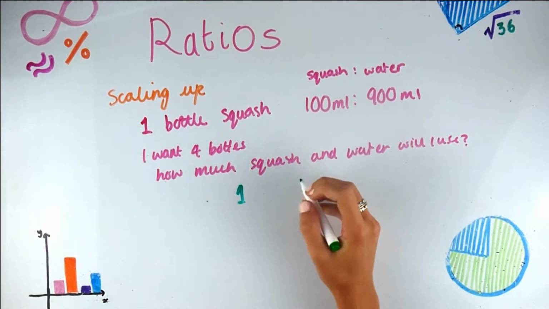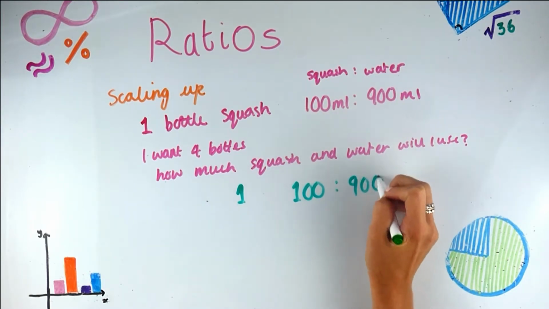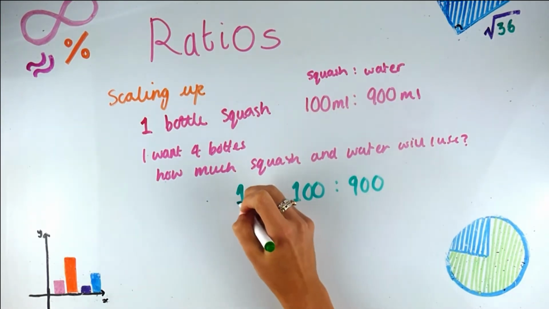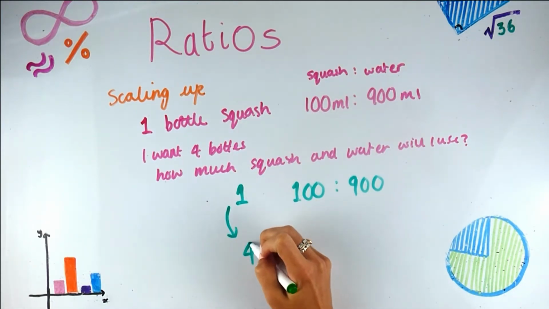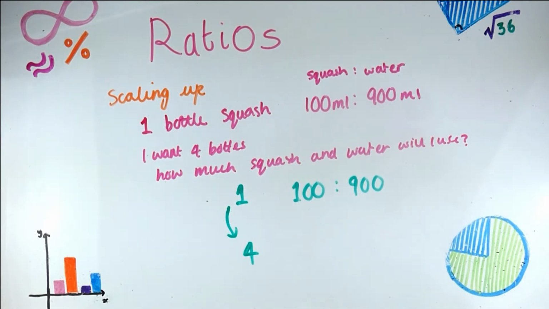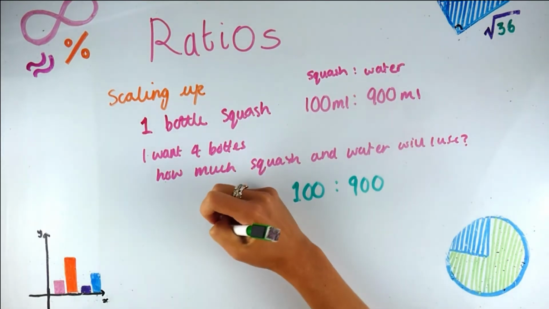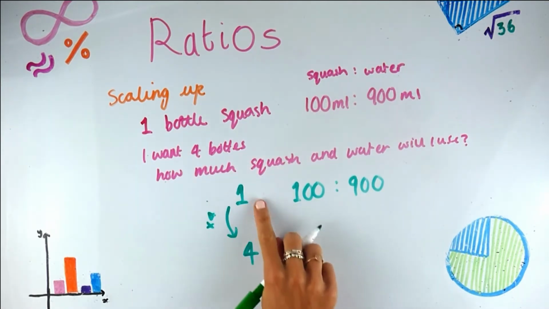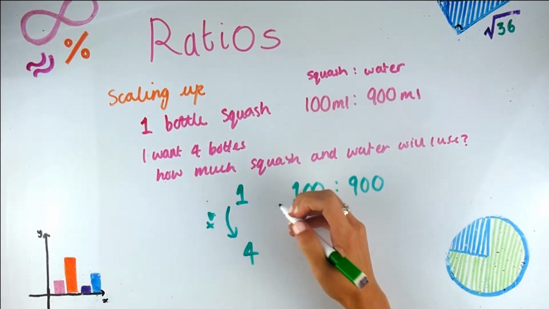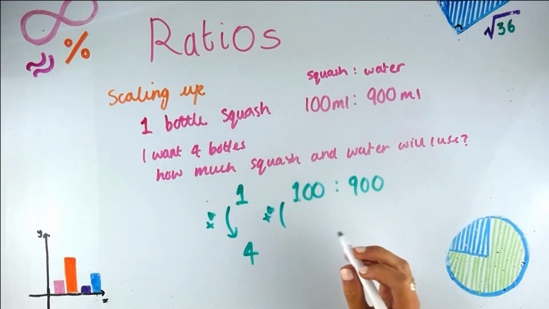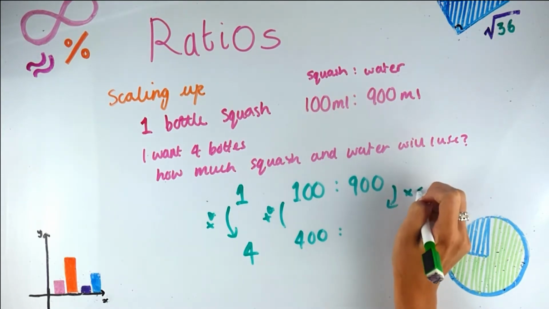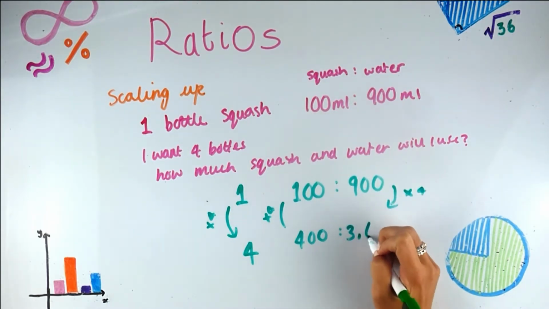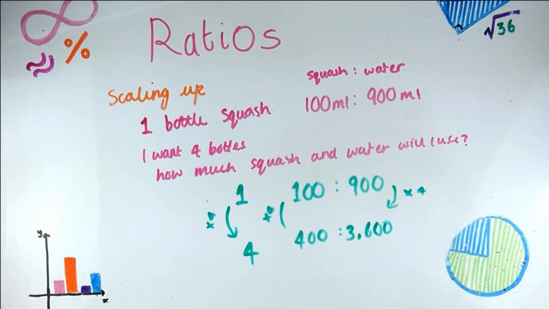Okay, so 1 bottle, 100 to 900, so squash, water. So this is now working the other way to simplify what we've done. I want to get not 1 bottle, but 4 bottles. So what have I done to get 1 to 4? I've multiplied by 4. So because I've done that here, I'm going to do that to each of the parts here. So if I multiply that by 4, I get 400. And if I do 900 multiplied by 4, I should get 3,600.